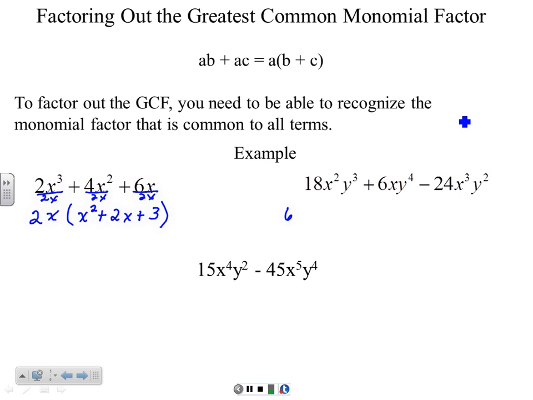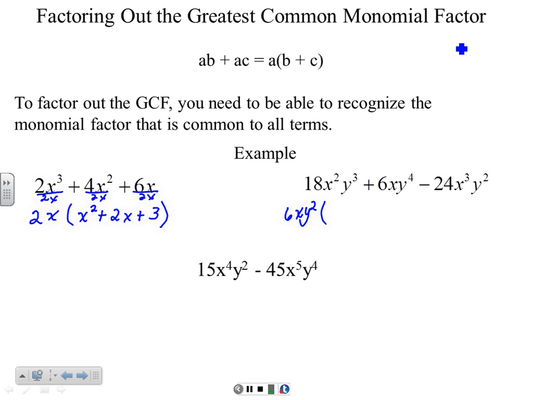As far as the x's are concerned, I have x squared here, I have an x to the first here, and I have an x to the third here. So they have at most one x in common, so I'm going to bring that out. As far as the y's are concerned, I have y to the third, y to the fourth, and y to the second. So each one of these has at least 2 y's in it, so I can factor out a y squared.